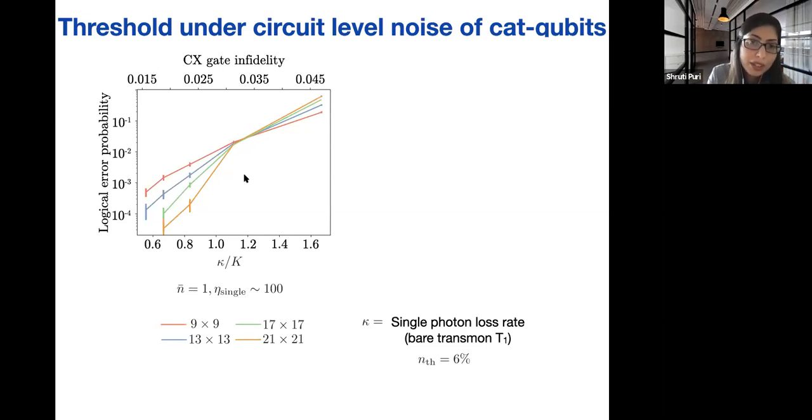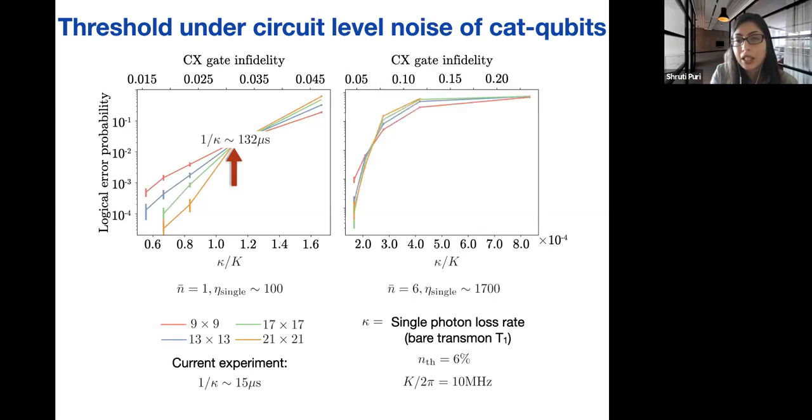So around this point, the measurement error was about 2%. So it was smaller than the CX gate infidelity, so I didn't show it here. For this one, the measurement error was about 1%. The reason measurement error is smaller for n equal to 6 is because of the way the measurement scheme is set up, it does better for a larger photon cat state. So the measurements also get better.